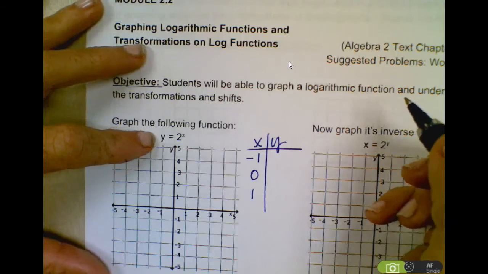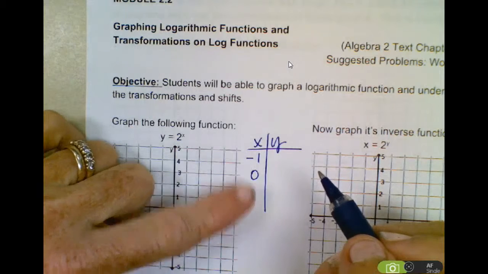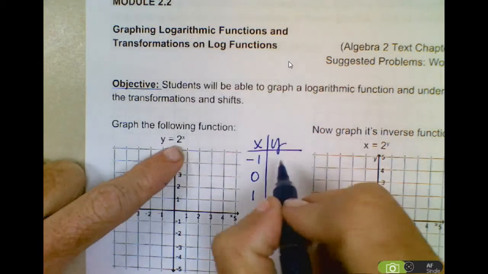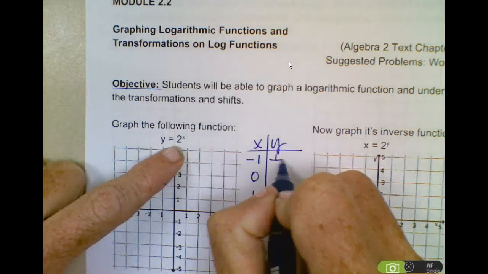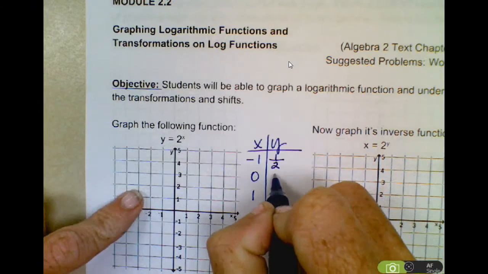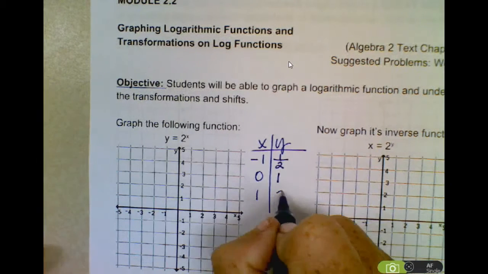Y equals 2 to the x power. So if we plug in 3 different points for x, let's use just -1, 0, and 1 because those are the easiest. So 2 to the -1 would be 1/2 because it's 1 over 2 to the first. 2 to the 0 power would be 1. Anything to the 0 power is 1. And 2 to the first, of course, would be 2.